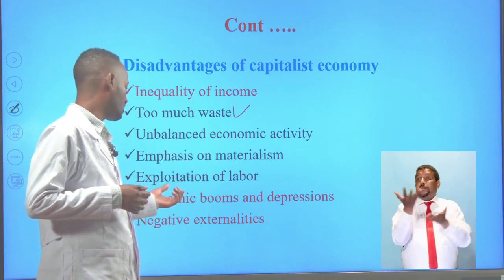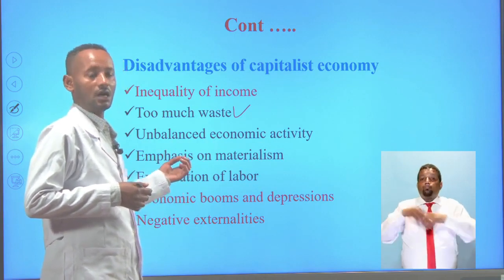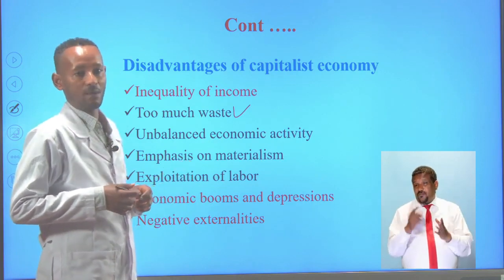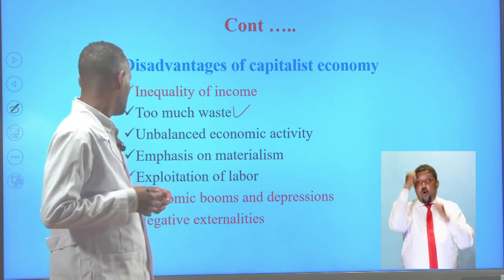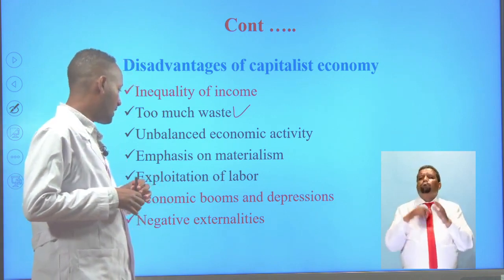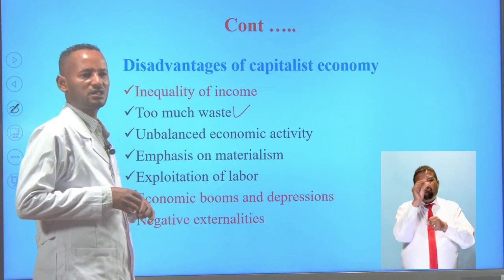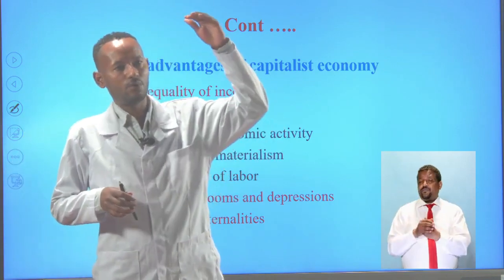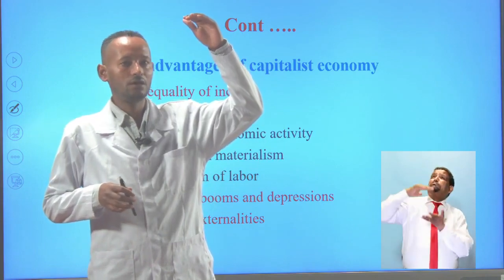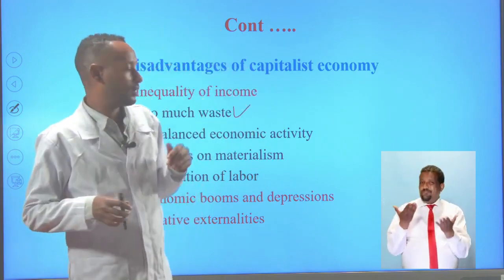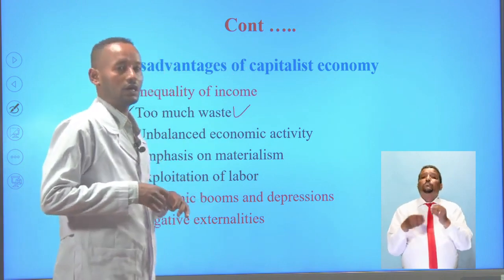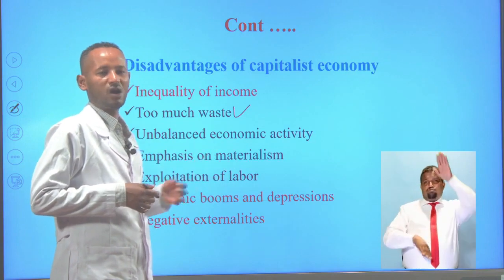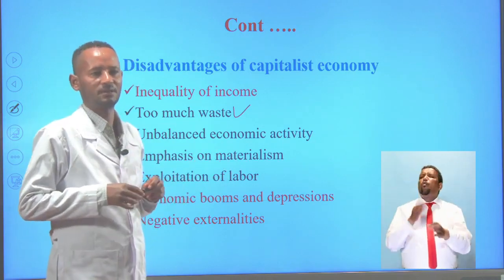This is the disadvantage. Exploitation of laborers: laborers are expected to get lower payments due to competition, so it leads to exploitation of labor. Economic booms and depressions, which is fluctuation. There is a boom or peak and it leads to depression or trough. That means there is up and down fluctuation. This is one of the problems of the capitalist economic system.